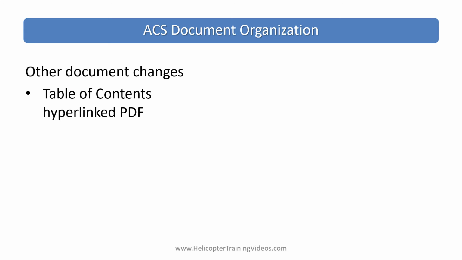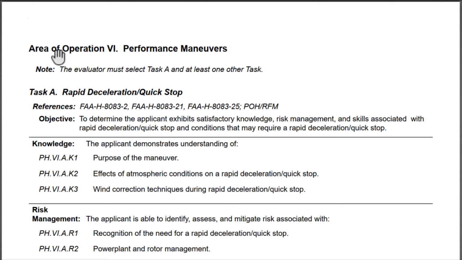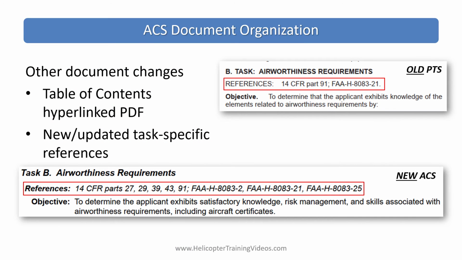Some other parts of the ACS document have changed. There is a table of contents that's now hyperlinked, so you can jump straight to that section. They've also, like we already said, added some new and updated references, and those are task-specific references. You can see here a good example of the old PTS. It just had a couple of references for airworthiness, and the new ACS has a lot more references there for you.